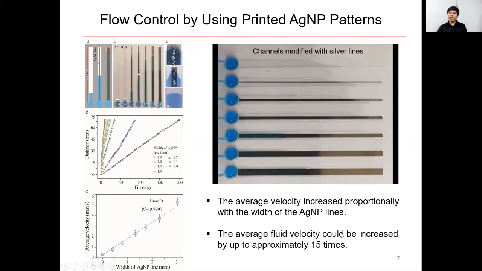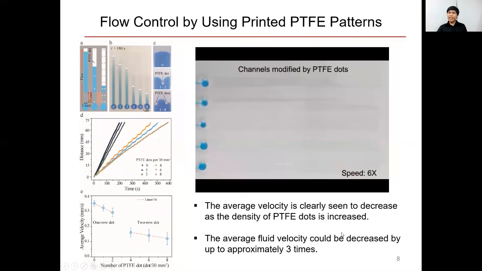Increasing is not enough. We need more time, we need to delay. So to get the high range of delay, we use a hydrophobic pattern, using the same channel as the silver nanoparticle channel, which we modified with silver nanoparticles. But this time we modify the hydrophobic pattern as a dot, not a line. But we increase the density of the dots in the channel.